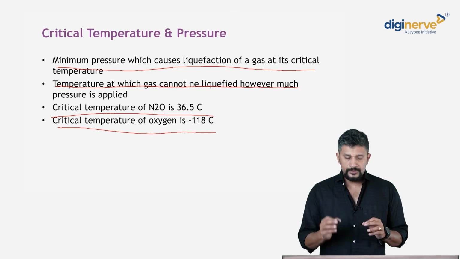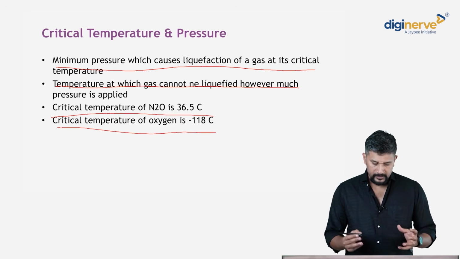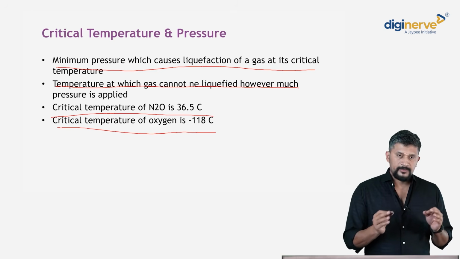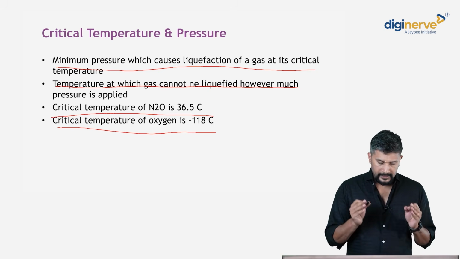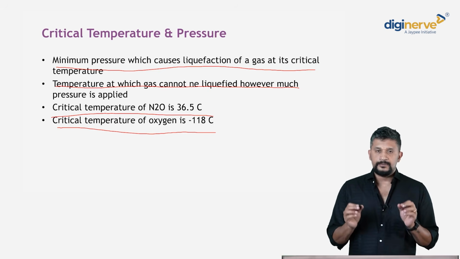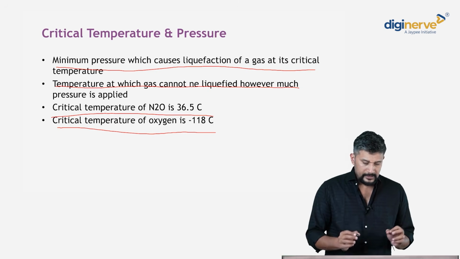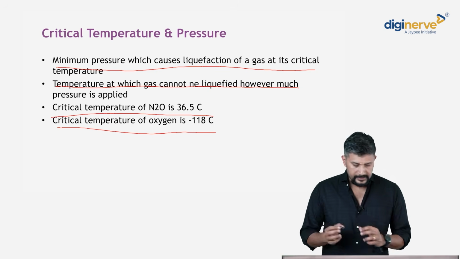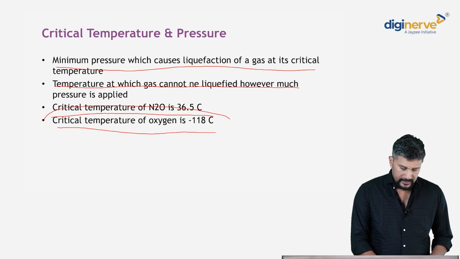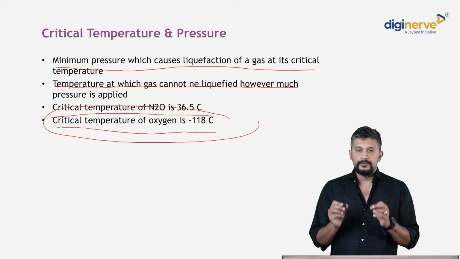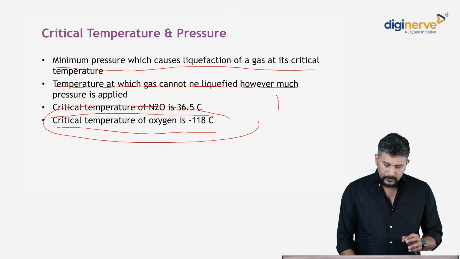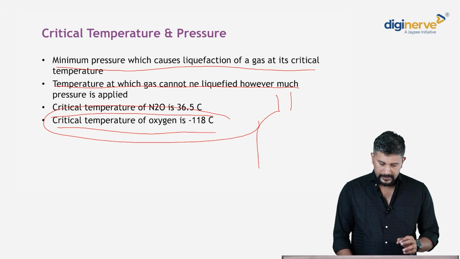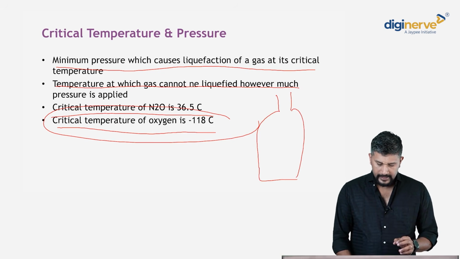Remember, they can confuse you in your exams with a negative value and a positive value. You need to remember whether it is positive or negative. Nitrous oxide, it is positive 36.5 degrees Celsius. So therefore, it is provided to us within the cylinder in a liquid state. Oxygen, on the other hand, has a critical temperature of negative 118 degrees Celsius, and therefore it is provided to us in a gas form.